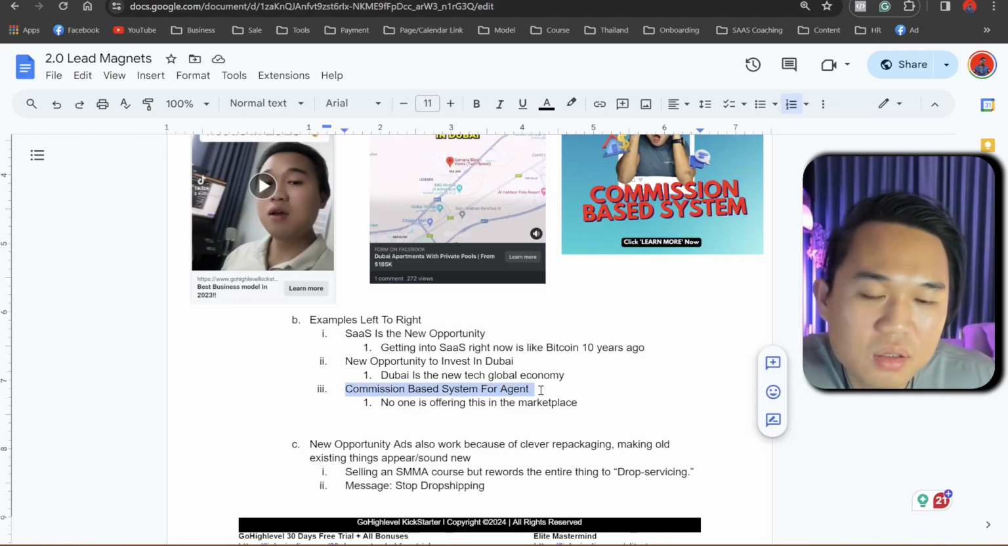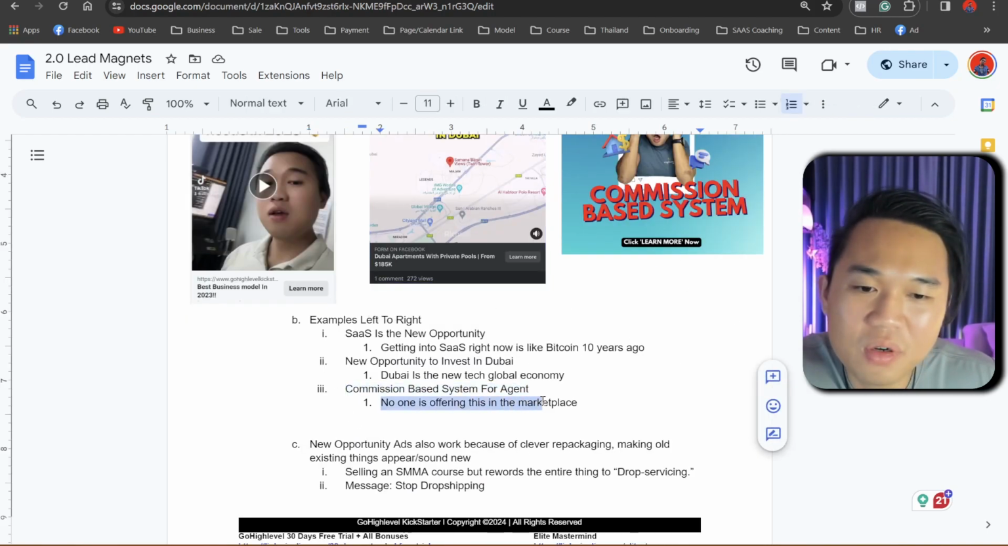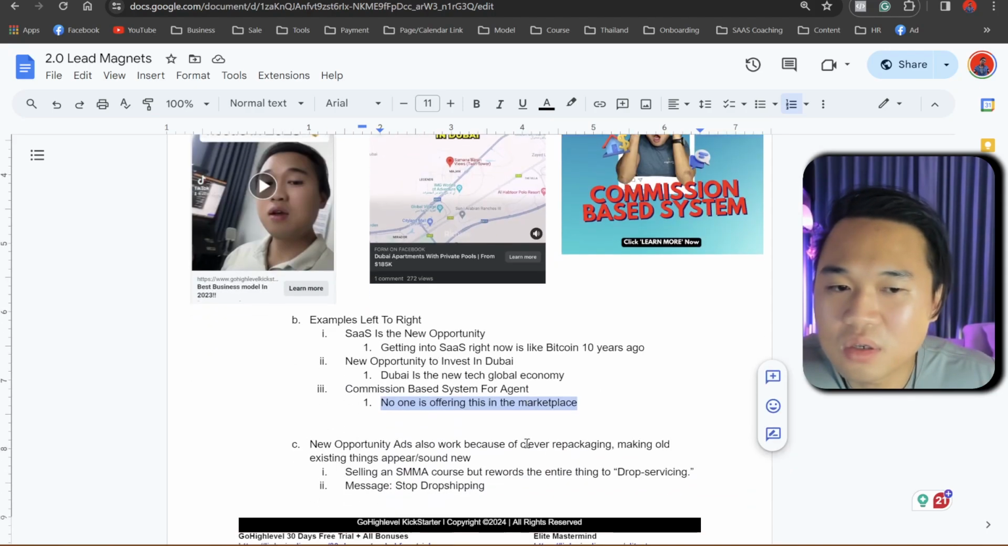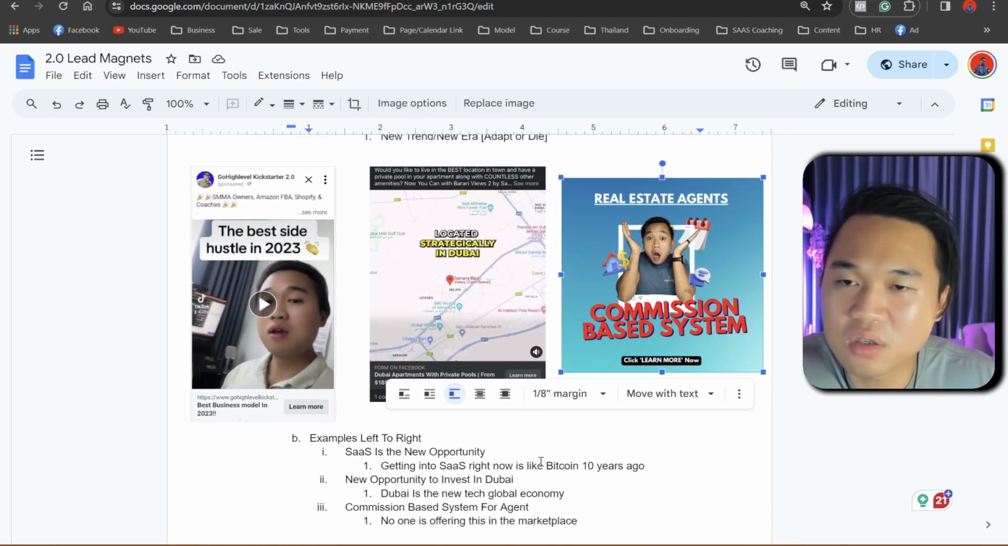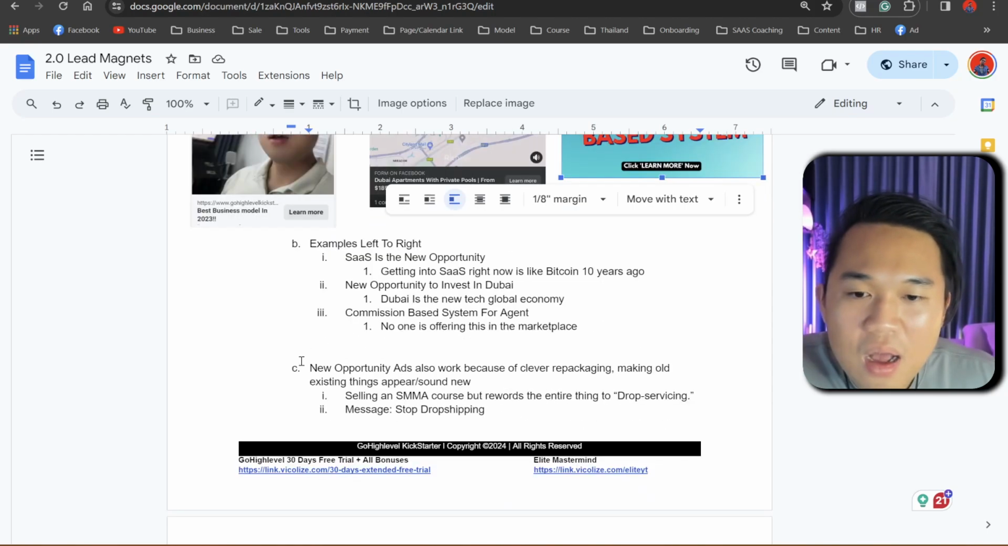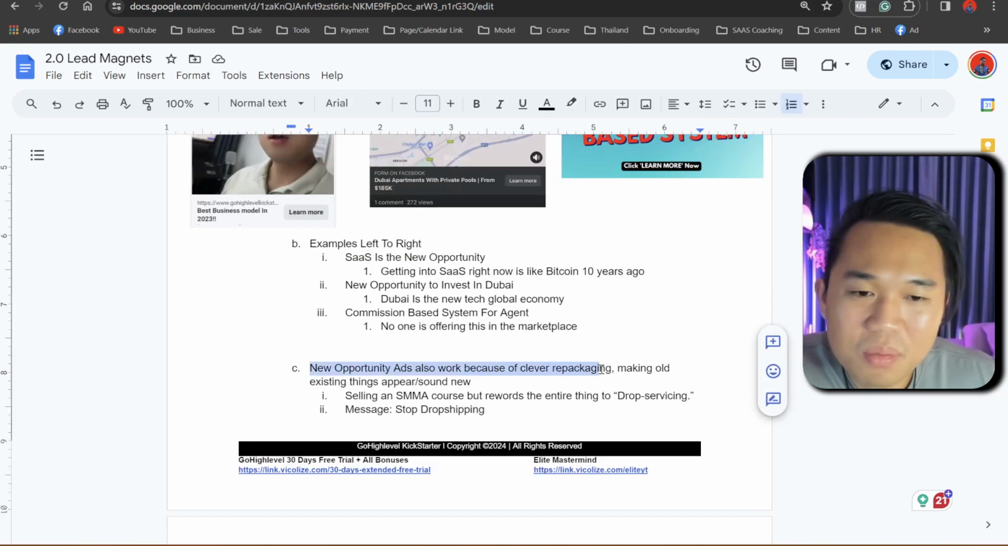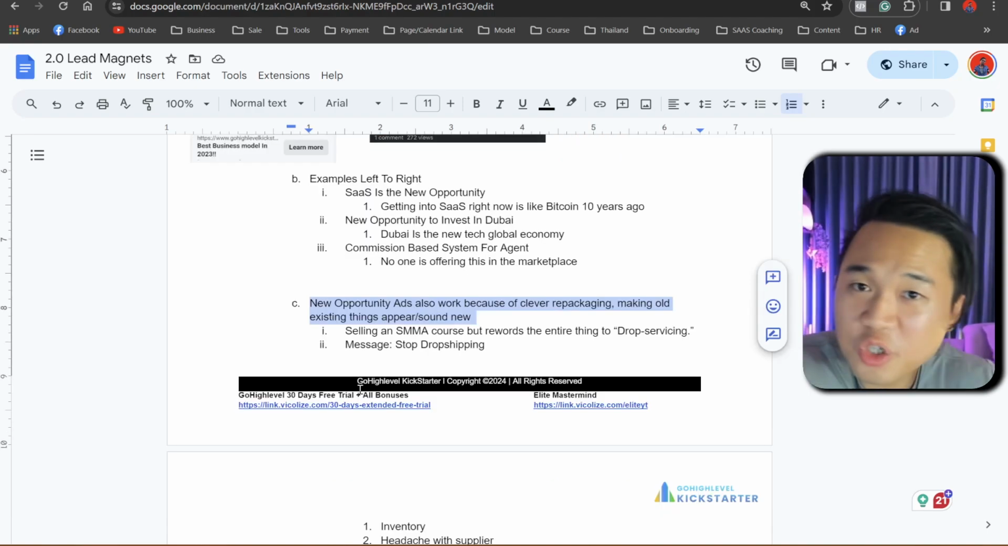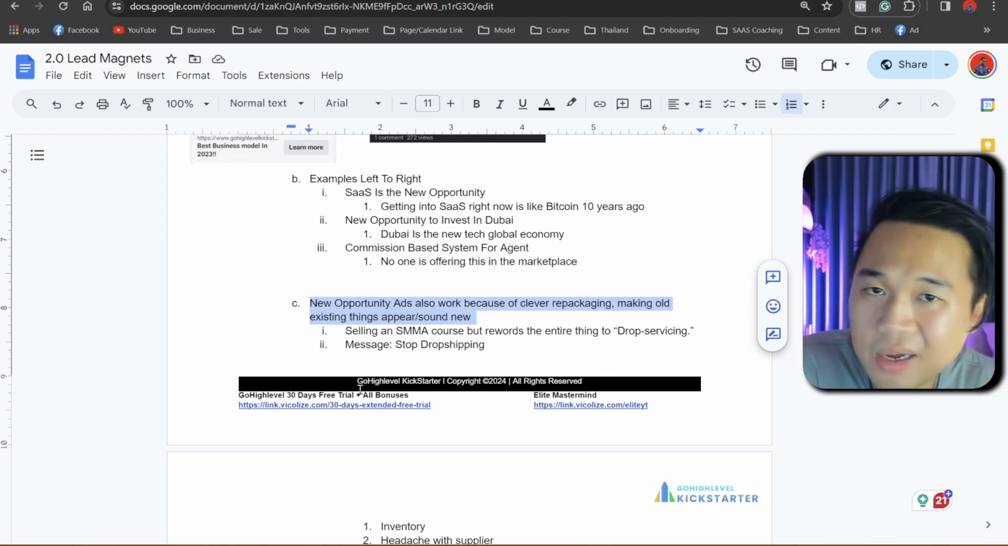And the commission-based system for agents, no one is offering this in the marketplace. I actually did research about this, and no one's offering that in Australia. So that's why we popped this up and it worked really well for us. New opportunity ads also work because of clever packaging, making the old existing sound new. So I want to show you an example of one guy doing it.